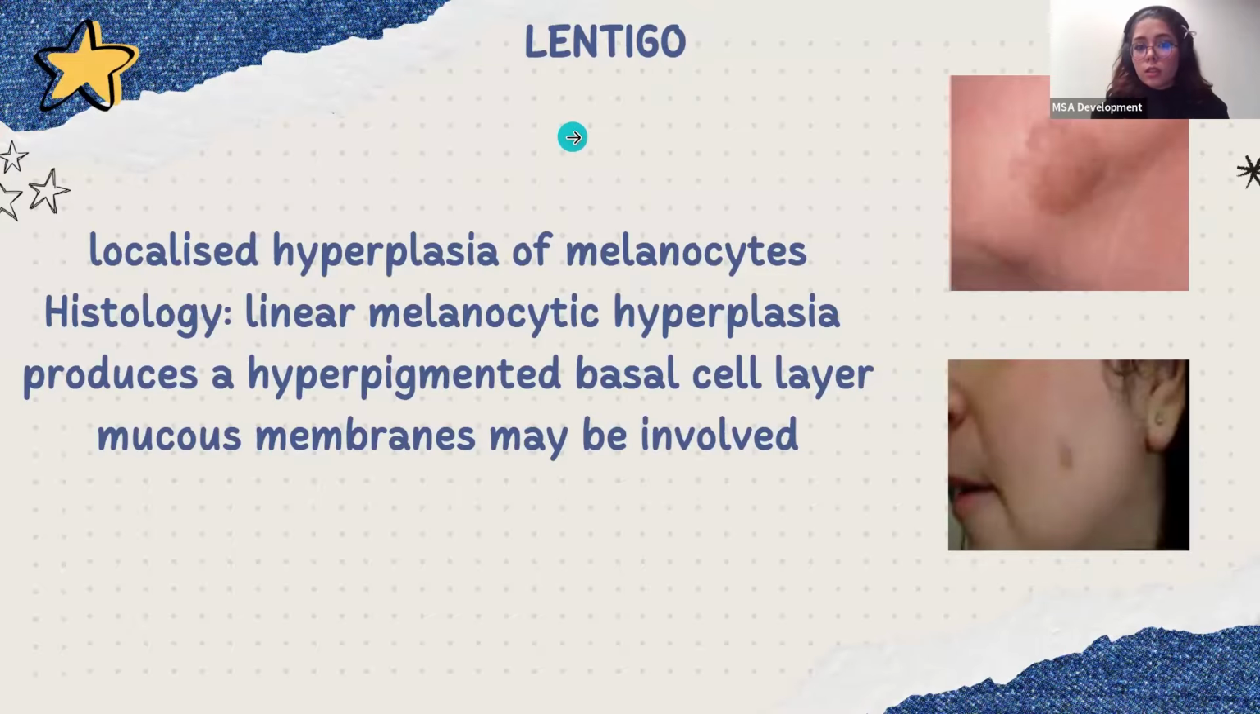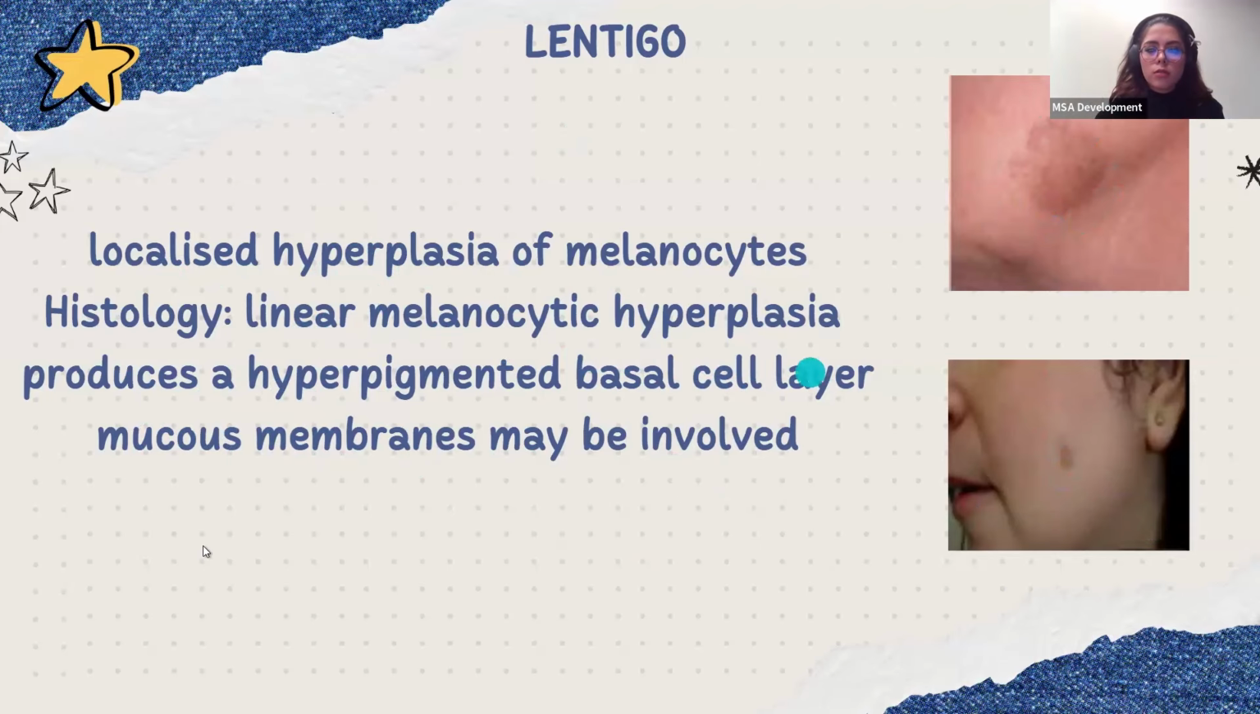Lentigo is localized hyperplasia of the melanocytes. So there's an increase of the melanocytes. Linear melanocytic hyperplasia produces a hyperpigmented basal layer. Mucous membrane may be involved. Okay, this is what it looks like.